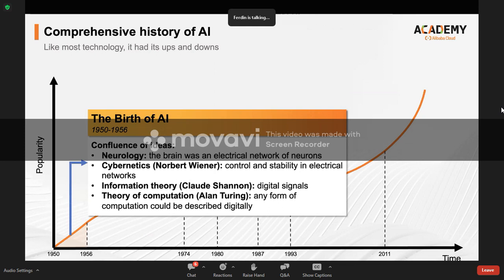And then we have the theory of computation, which was devised by Alan Turing. Alan Turing is seen as the father of modern computing. So he also laid the foundation for artificial intelligence. As a whole, this was like building an electronic brain.